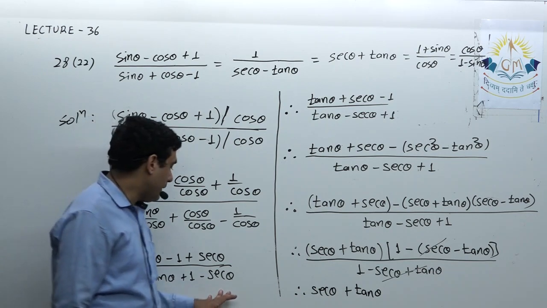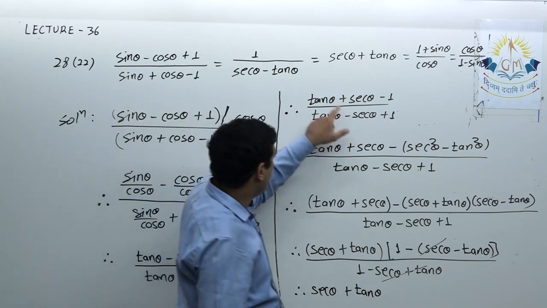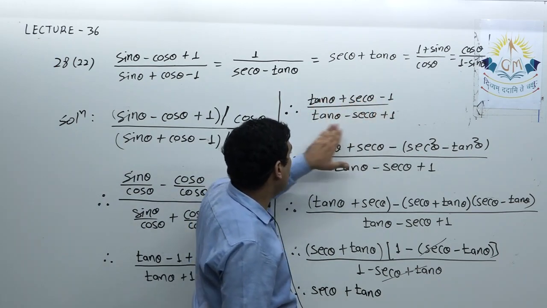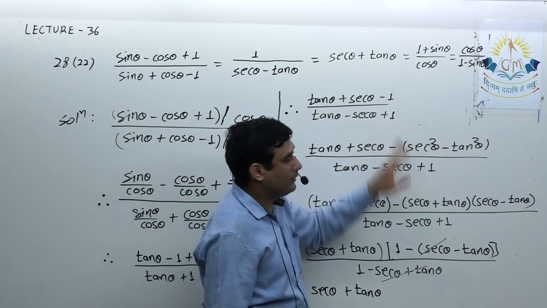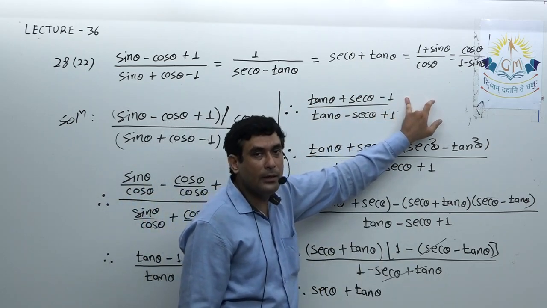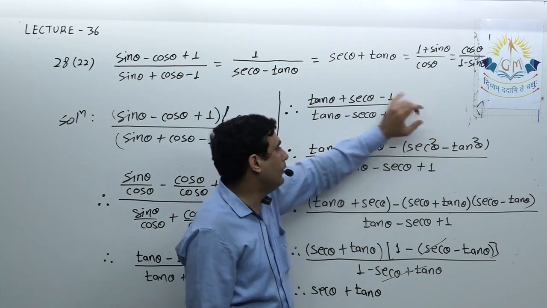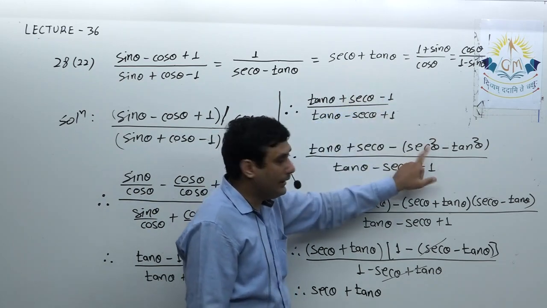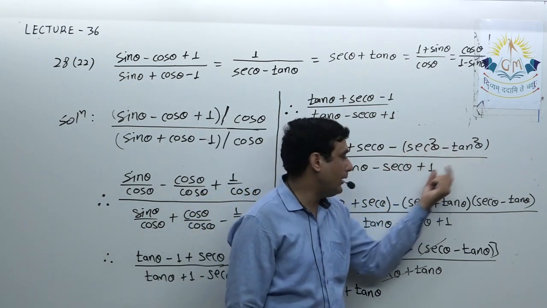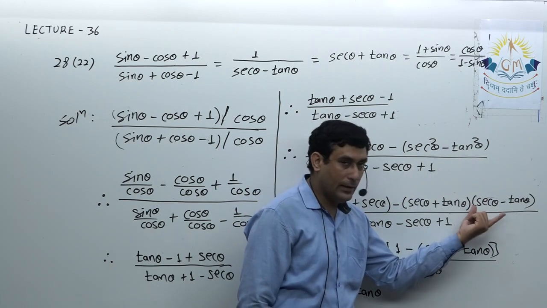Okay, then what I did, I wrote the trigonometric ratios together and the constant term alone. So tan plus sec minus 1, tan theta minus sec theta plus 1. Now here I applied the identity of sec square theta minus tan square theta is equal to 1. I replaced 1 by this, and here I applied the identity of a square minus b square. So I got a plus b, a minus b.